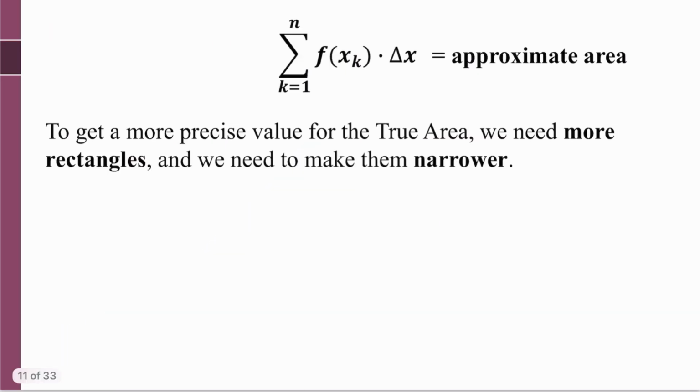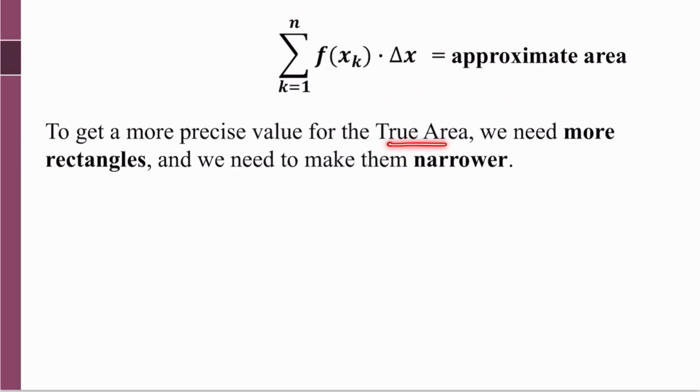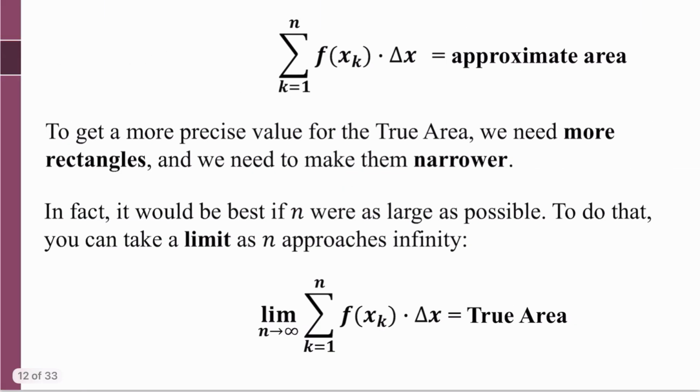So this still is only going to give you an approximate area, and we are really trying to find the true area under the curve. And so if we want to get a more precise value, we need to have more rectangles, and we need to make them very narrow. In fact, what we need to do is take a limit as n approaches infinity.